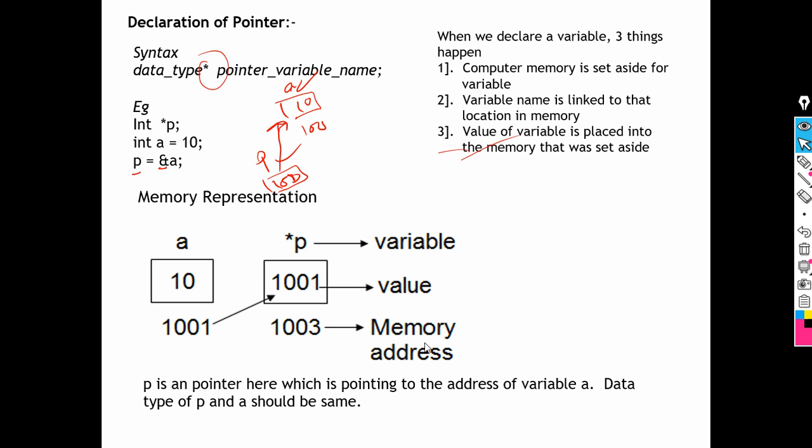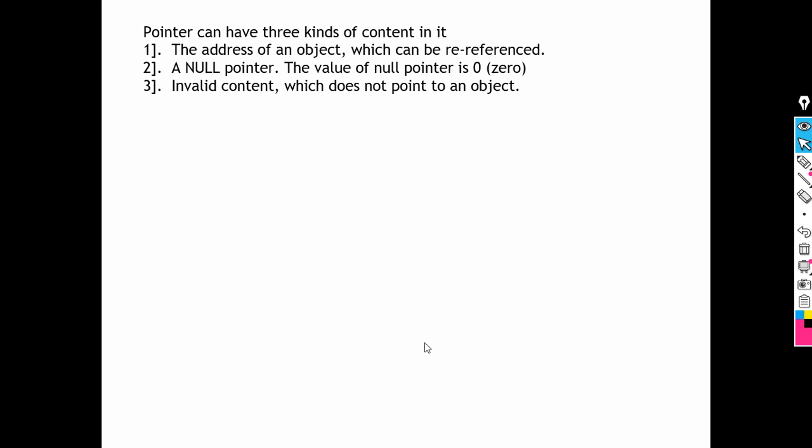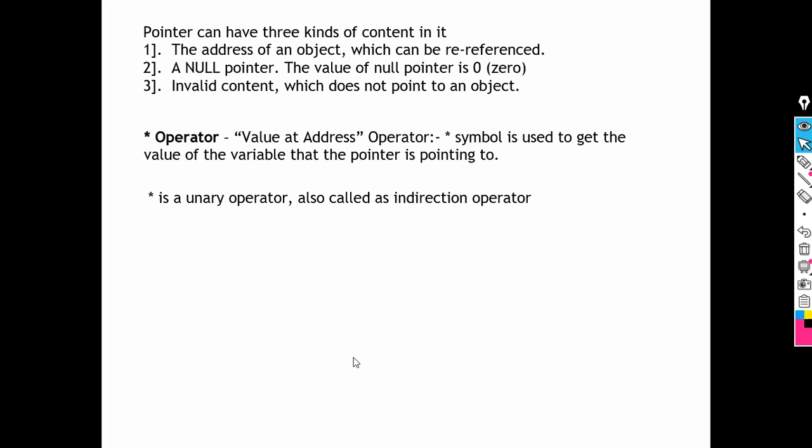The data type of p and a should be the same. It's a condition: as I said, the pointer will hold the address of another variable of the same type. It means a and p both should be of the same type. A pointer can have three kinds of content: the address of an object which can be referenced, a null pointer, whose value is of course zero, and sometimes invalid content.